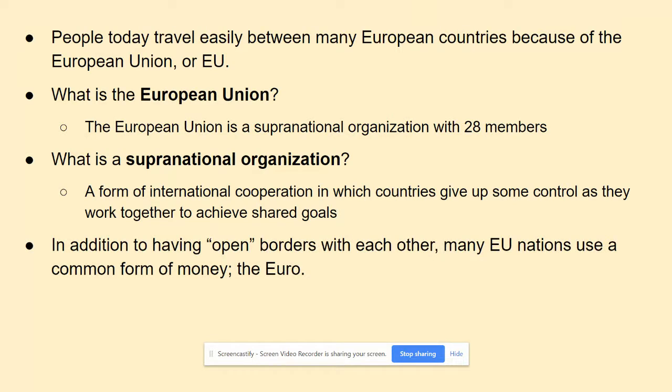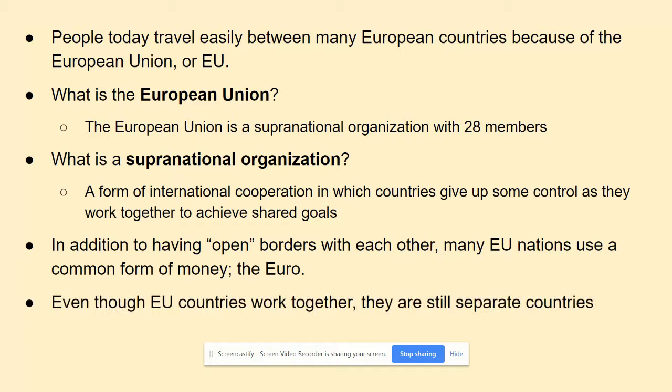In addition to having these open borders, or having the fences down with each other, many EU nations also have a common form of money. We're going to talk about this a little later. That form of currency is called the euro. That makes traveling even easier. And even though the EU countries do work together, you still need to understand they are separate countries. They do have their own separate identities, cultures, sometimes even languages, governments, constitutions. But the idea of the EU is that they're working together while still trying to maintain some of that individual identity.